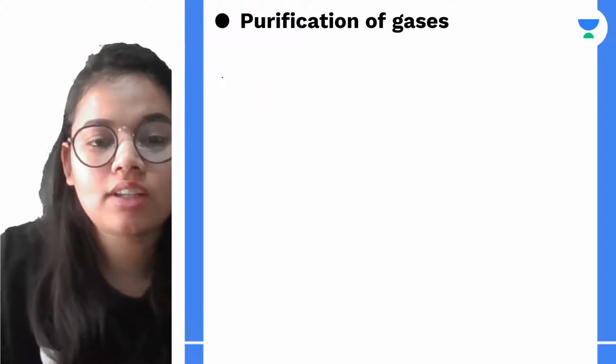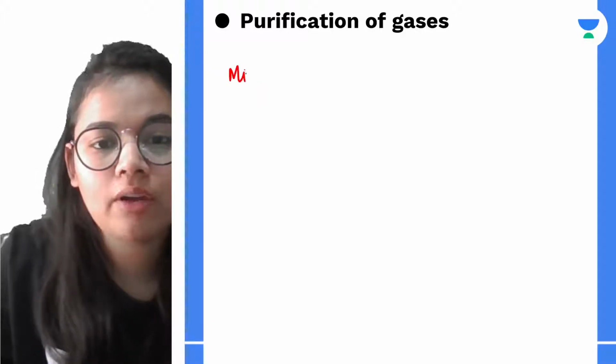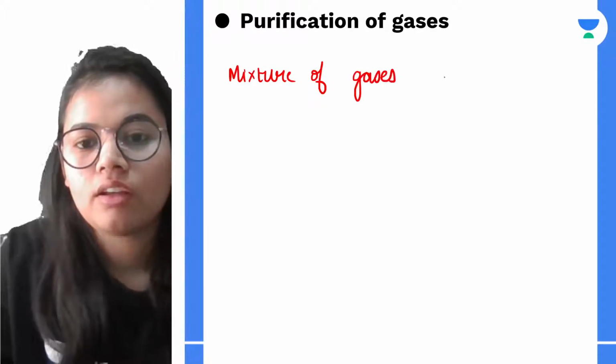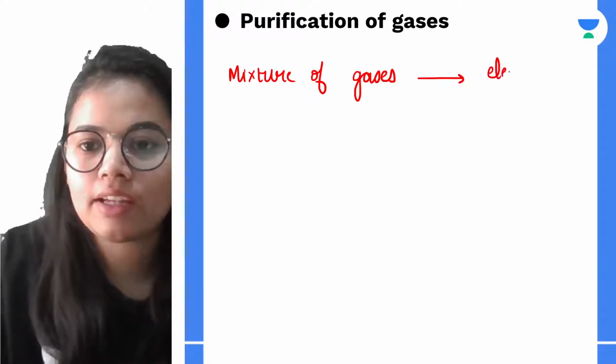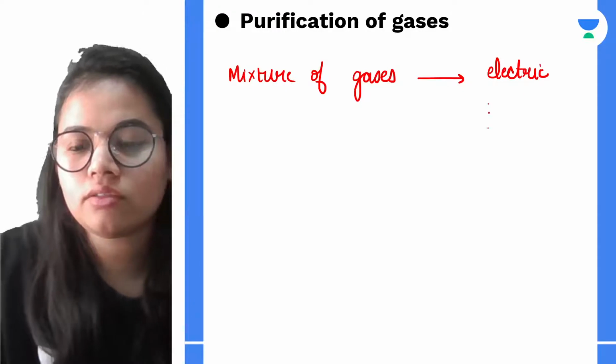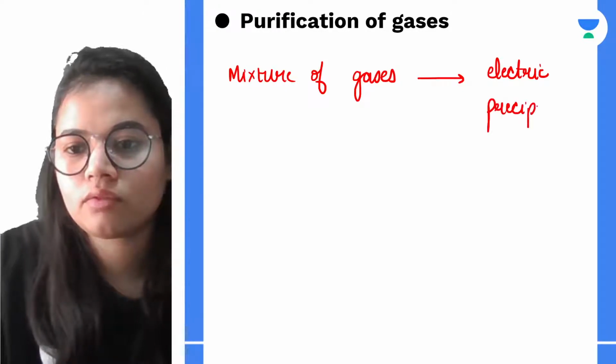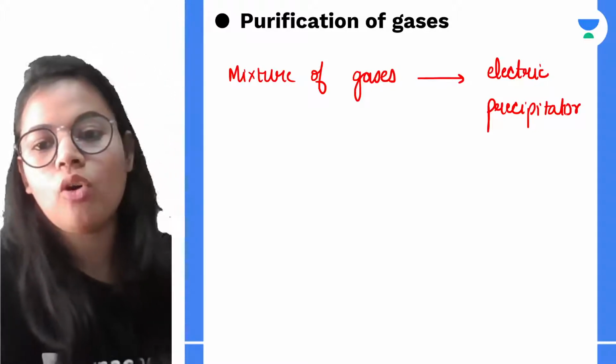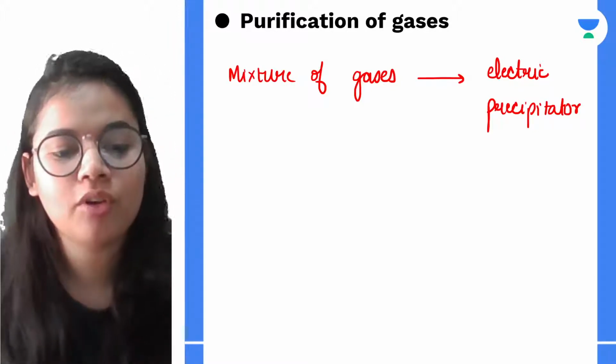So what is done? The gases, or I would say the mixture of gases, is passed through the electric precipitator. And over here the gases are purified.